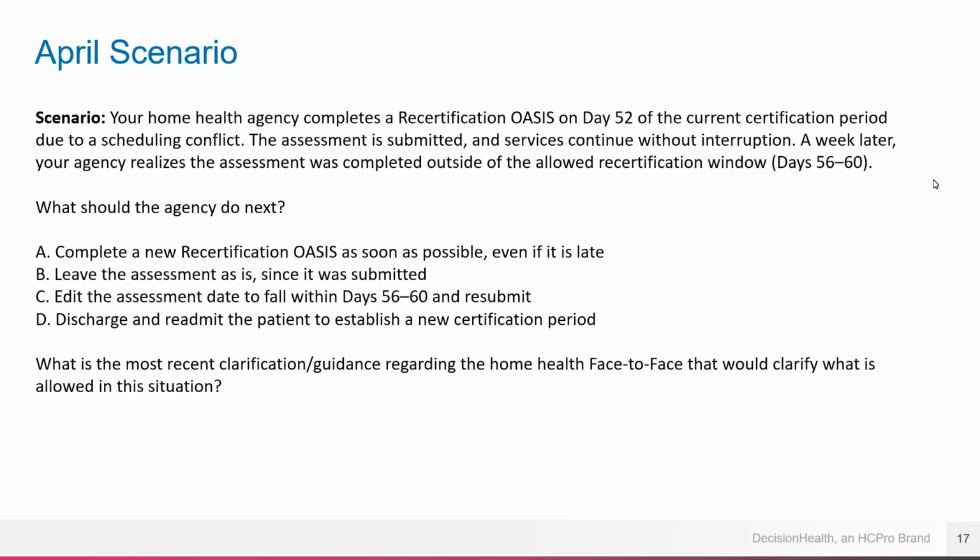A, complete a new recertification OASIS as soon as possible, even if it's late. B, leave the assessment as is since it was submitted. C, edit the assessment date to fall within days 56 to 60 and resubmit. Or D, discharge and readmit the patient to establish a new certification period. And the question is, what is the most recent clarification guidance? Oh, I apologize. I think I left that face-to-face on the slide. So just choose your answer to this and we will reveal the correct answer on our May call.